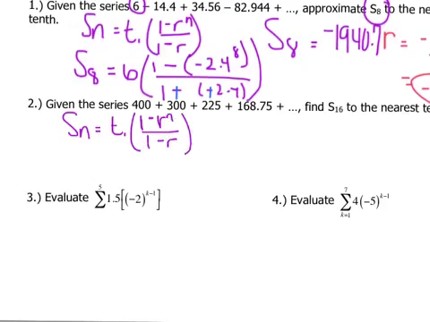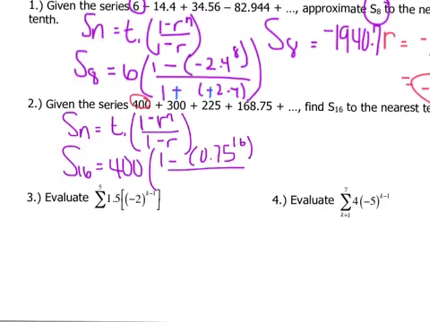And I'm looking for S sub 16 this time. First term listed is the 400, times the quantity 1 minus... have we found the common ratio? 0.75. Okay, good. So 1 minus 0.75 to the 16th over 1 minus 0.75.